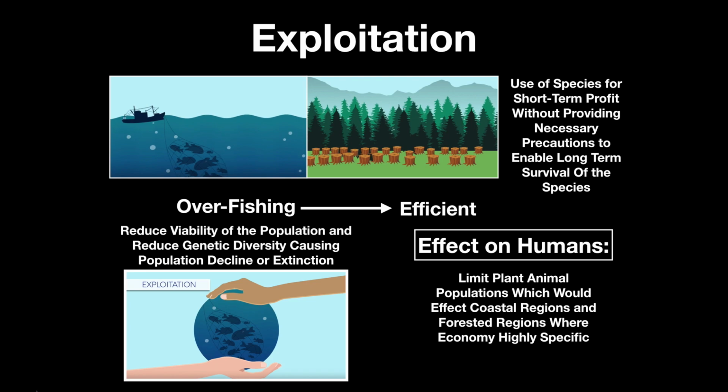So there's a lot of countries like Japan that depend on tuna fish populations to sustain their economy and sustain that fishing industry. So exploitation is when we're using the species short term without putting precautions in to profit off those species. So the next thing we have to talk about are invasive species.